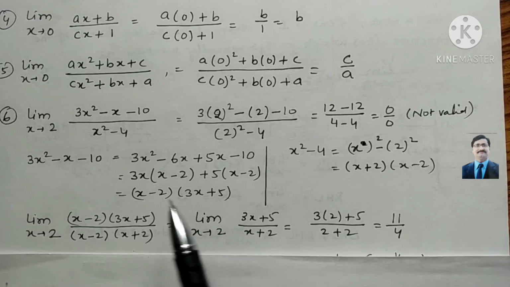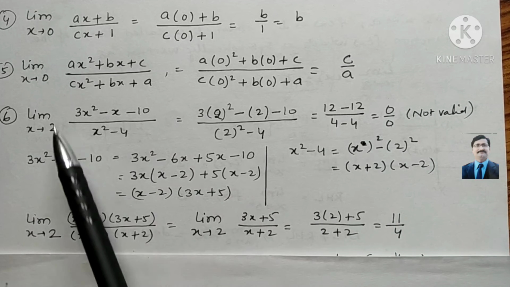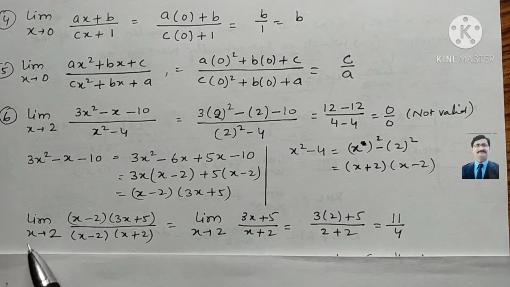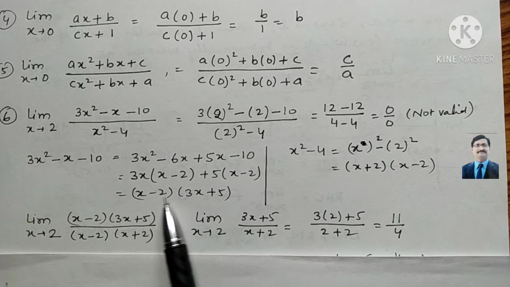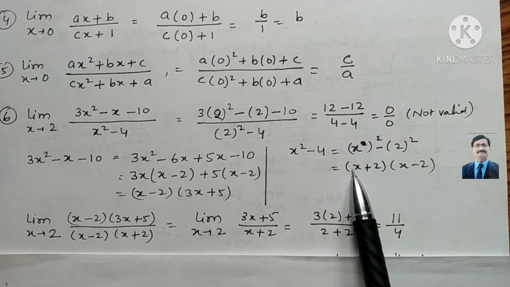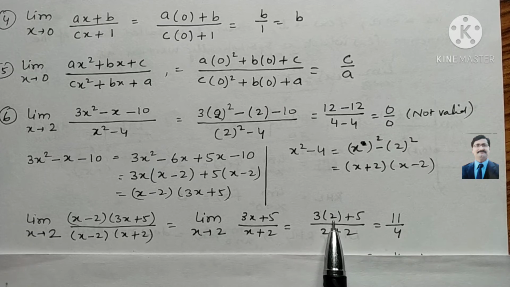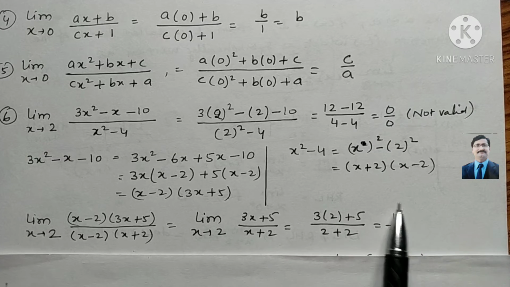Whatever factors we get for the numerator and denominator, we will put in this question. So in this question, limit x tends to 2, in place of the numerator we get x minus 2 and 3x plus 5, and in the denominator, in place of x square minus 4, we put x plus 2 and x minus 2. So here x minus 2 and x minus 2 we can cancel, remaining is 3x plus 5 upon x plus 2. As x tends to 2, we put 2 in place of x. So we get 3 into 2 plus 5 upon 2 plus 2. 3 into 2 is 6, 6 plus 5 is 11, and this is 4. So the answer is 11 by 4.